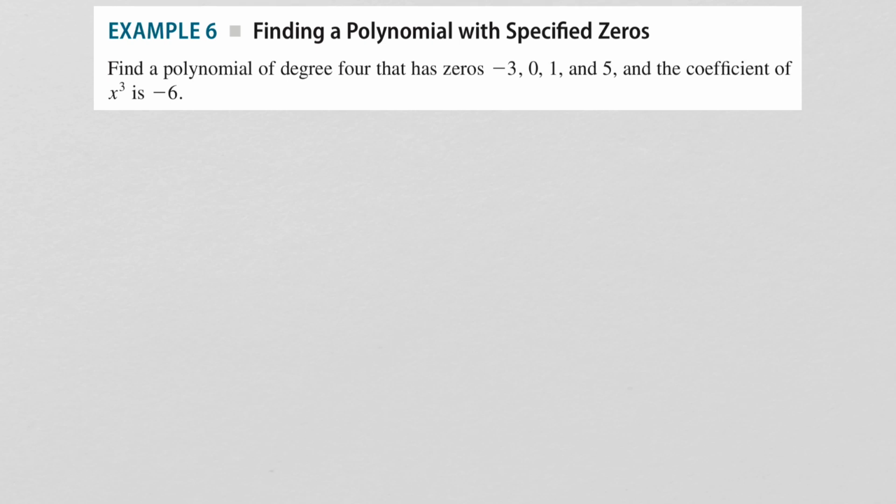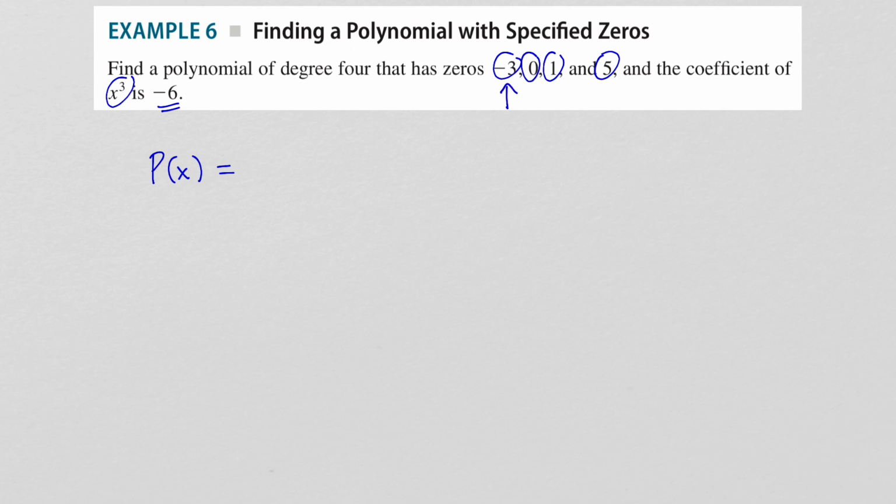Now in our final example, we want to go backwards. Let's find a polynomial of degree 4 that has zeros negative 3, 0, 1, and 5. And also they say the coefficient of x cubed has to be negative 6. We'll worry about that later. So what does our polynomial p of x have to look like?